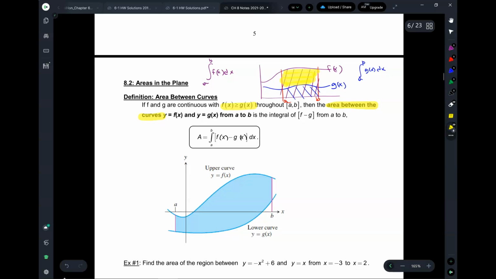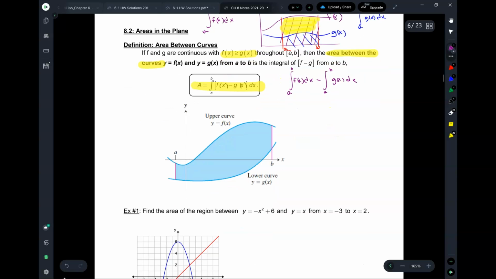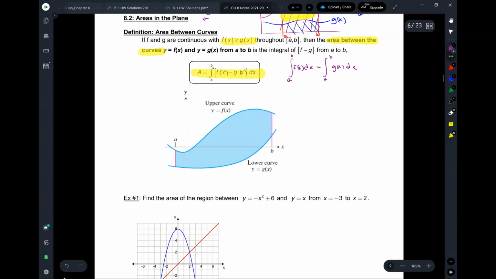So then the area between the curves is this: the integral from a to b of f of x minus g of x. That's the same as the integral from a to b of f of x dx minus the integral from a to b of g of x dx. Remember how we learned if you have two separate integrals, you can combine them, and so on and so forth, okay?